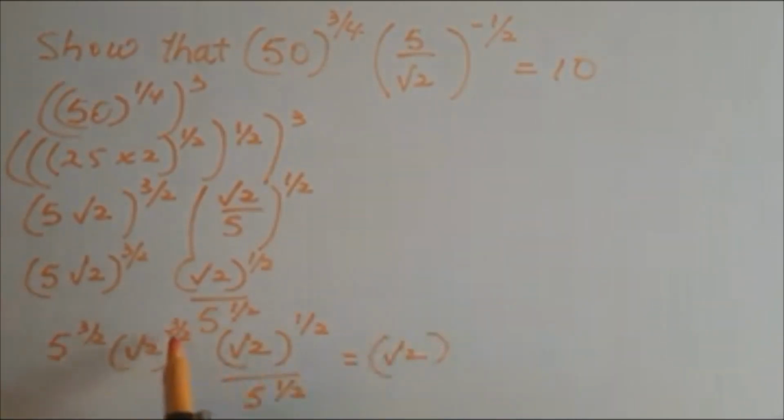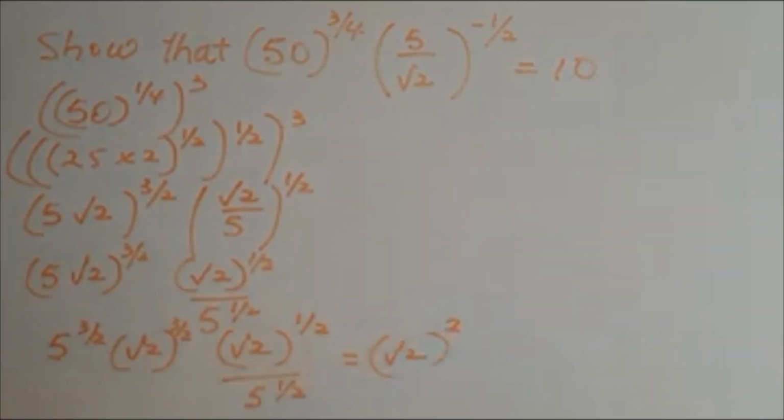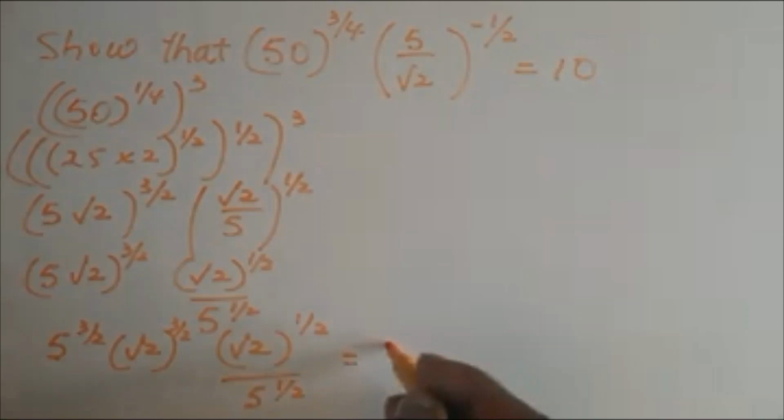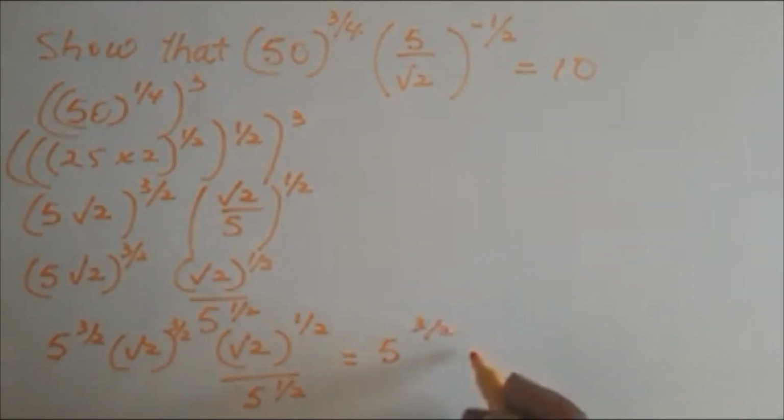So we just have root 2 as our base. We add the indices. 3 over 2 add a half gives us 4 over 2, which is the same as 2. So we have root 2 squared. In fact, let me just write this first. We have 5 raised to the power of 3 over 2 first, and then we have root 2 squared over root 5.